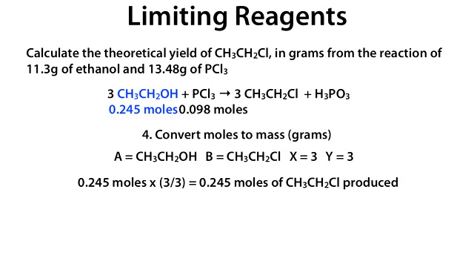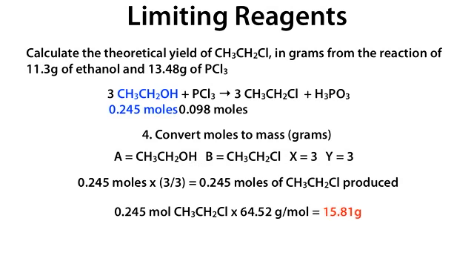Step 4. Convert moles to mass. In this case, we're going to convert it to grams. We're going to convert 0.245 moles of CH3CH2Cl to mass in grams. We do this by multiplying 0.245 moles of CH3CH2Cl by 64.52 grams per mole, which is its molar mass, to get 15.81 grams of CH3CH2Cl as our final answer.